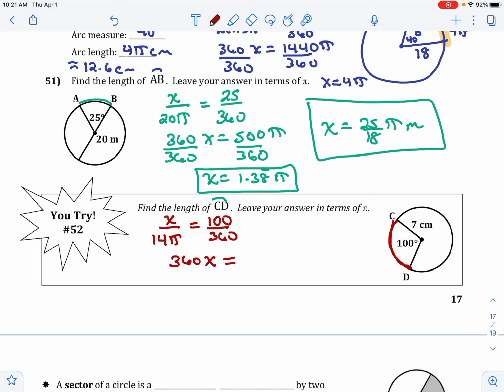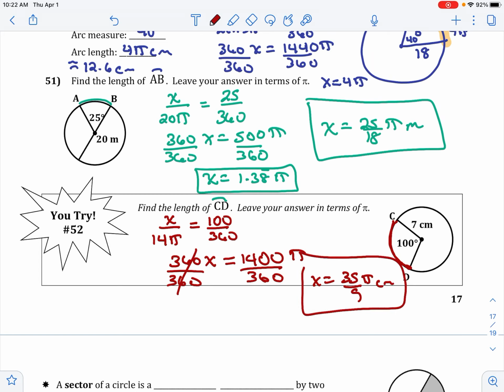So 360 times x equals 100 times 14, or 1400 pi. And then go ahead and let's practice the dividing out 360. I don't think this one divides evenly. So again, try to get that very nice reduced fraction by using math fraction. So 1400 divided by 360 is like 3.8 repeating. But then if I do math fraction, I get 35/9. So 35 pi over 9, and that is centimeters. And that's how long the arc is.